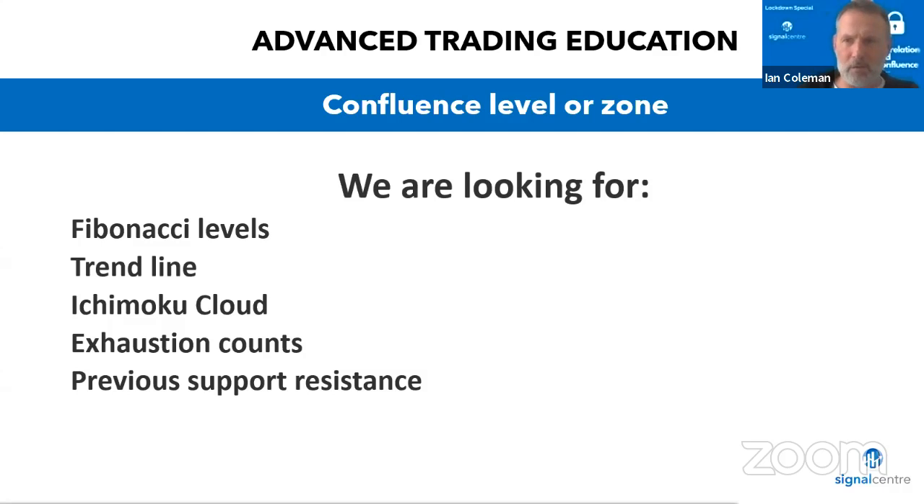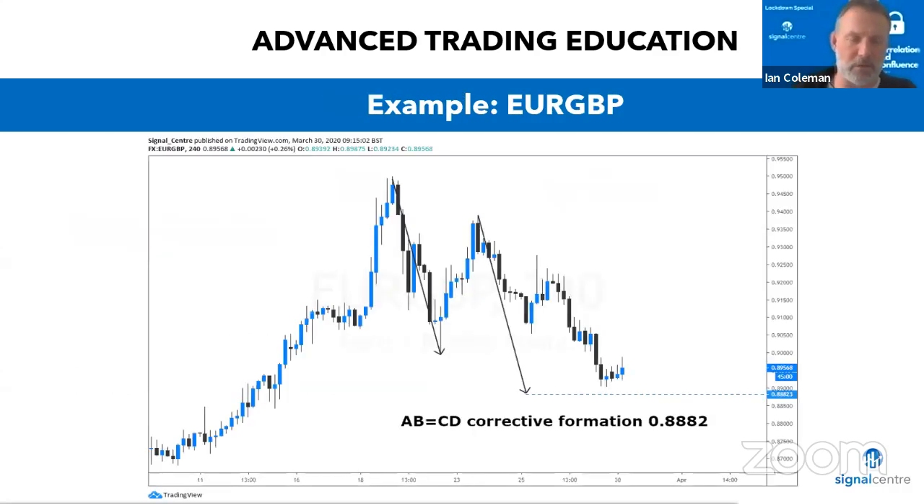So let's just go and have a look at an example. And this is one that I've taken from this morning. It's not actually what it is starting to work out, actually. We've got Euro Sterling. Now, in the report this morning, we talked about a confluence area to the downside. Now, one of the factors in what we've got in front of us on the screen is an AB equals CD corrective formation. So that's quite an easy thing to look for. It's a measuring tool.